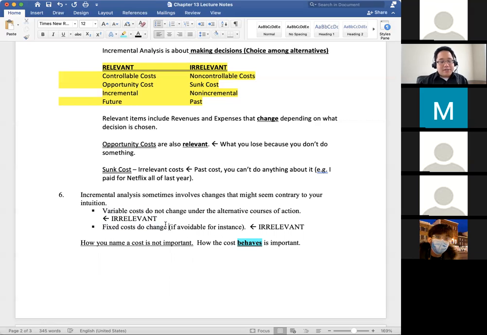Yeah. Oh, okay. So the point I'm trying to make is variable and fixed, is it relevant or irrelevant? Depends. In this example, it says if you have a variable cost that does not change, okay, that's weird, but it's possible. Let's say you have a variable cost that is going to be the same no matter what you decide to do, then it would be irrelevant because it doesn't change. It's a sunk cost. It's non-incremental. If you have a fixed cost that somehow changes, weird, but it's possible, then it would be relevant.